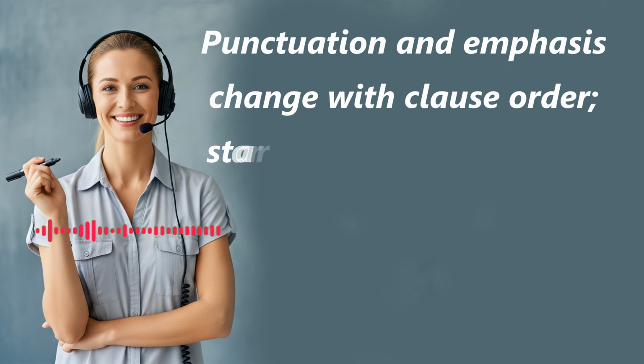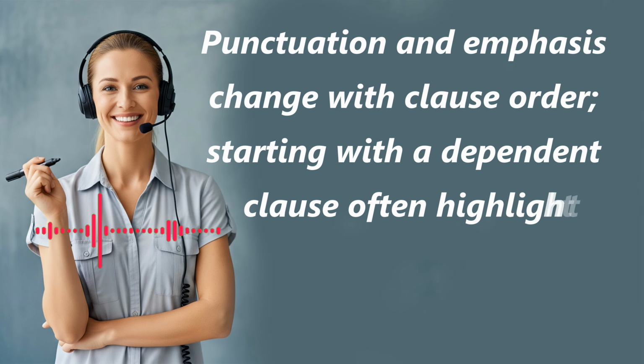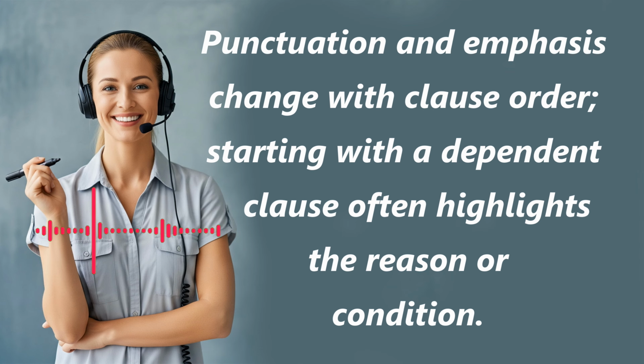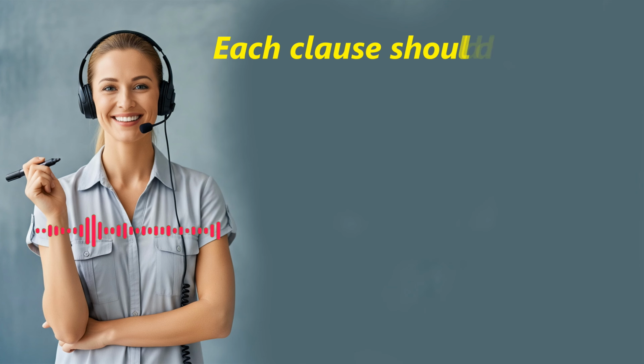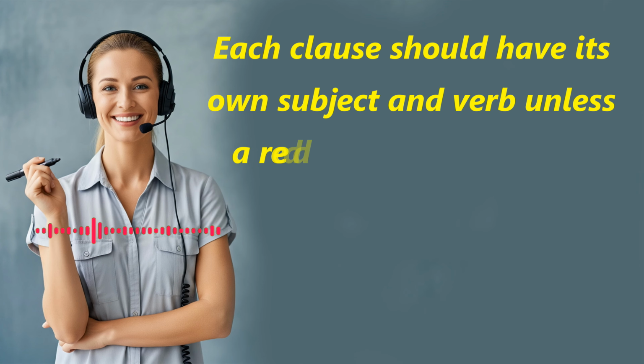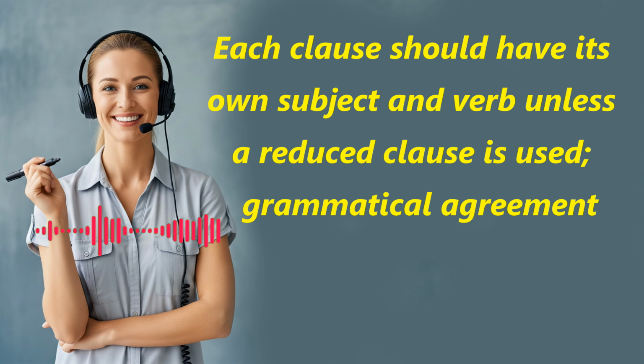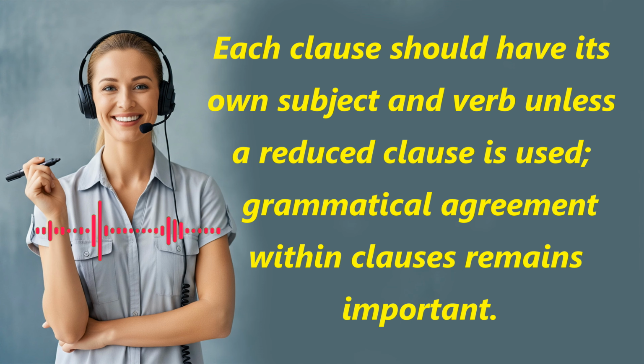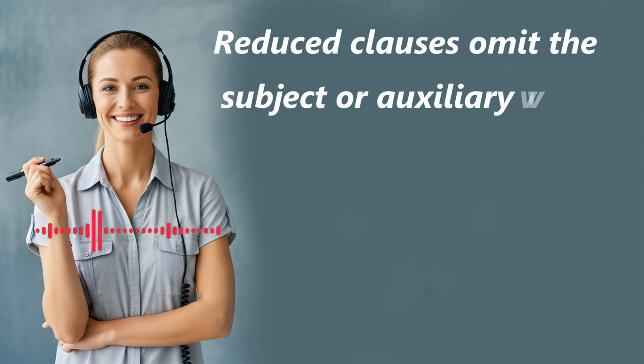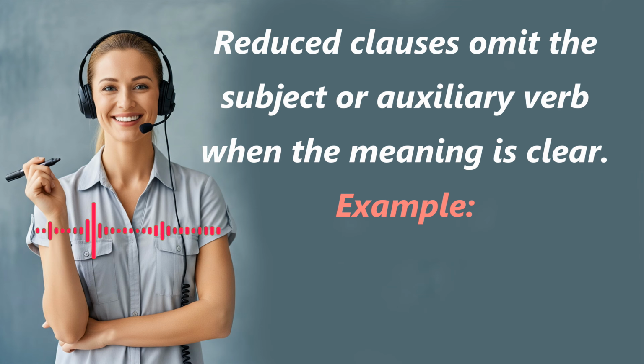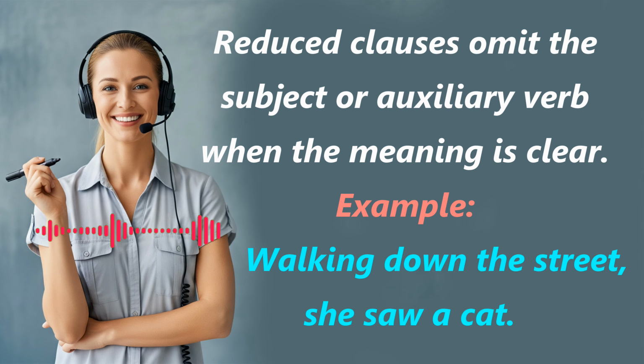Punctuation and emphasis change with clause order. Starting with a dependent clause often highlights the reason or condition. Each clause should have its own subject and verb unless a reduced clause is used. Grammatical agreement within clauses remains important. Reduced clauses omit the subject or auxiliary verb when the meaning is clear. Example, walking down the street, she saw a cat.